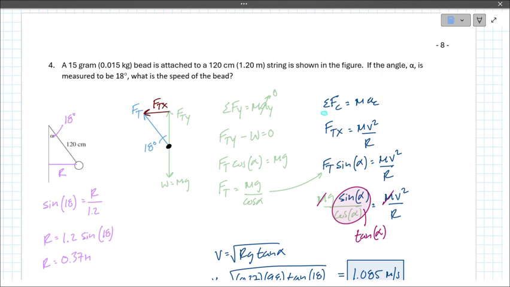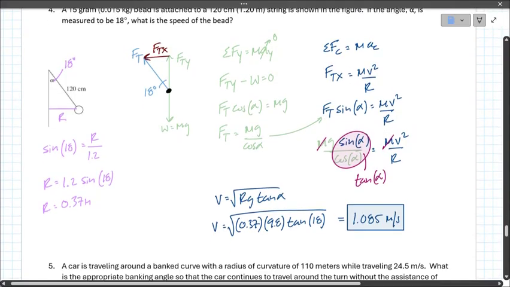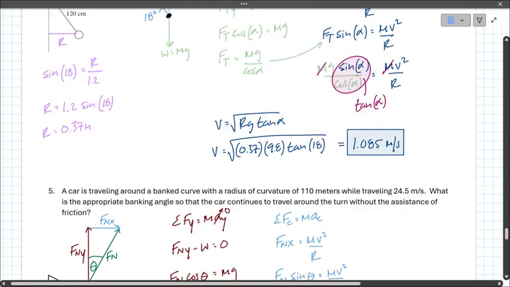So Newton's second law for circular motion, replace with Ftx, replace with Ft sine, and then we can merge these two equations together through the tension. So sine over cosine becomes tangent, which is something you would get if you needed it. Masses cancel, we can plug everything in, and we would get how fast the speed is going of 1.085 meters per second.